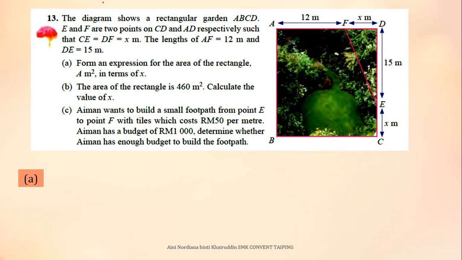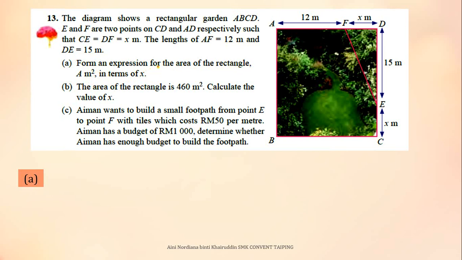Have a look at question number 13. The diagram shows a rectangular garden ABCD. E and F are 2 points on CD and AD respectively, such that CE equals DF equals x meter. The length of AF is 12 meter and DE is 15 meter. Form an expression for the area of the rectangle, A meter squared, in terms of x.